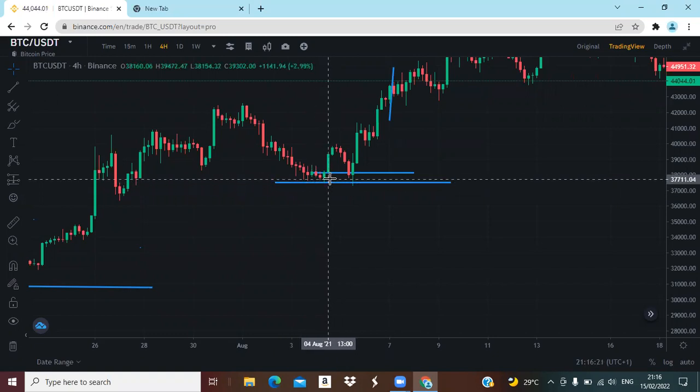Second one is, put stop loss slightly below or above obvious support resistance levels. Very, very important.